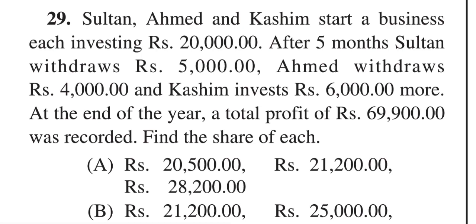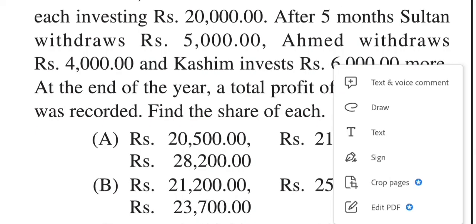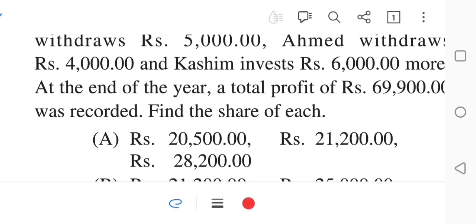Sultan, Ahmed and Qasim start a business, each investing rupees 20,000. After 5 months, Sultan withdraws rupees 5,000, Ahmed withdraws rupees 4,000, and Qasim invests 6,000 more. At the end of the year, a total profit of rupees 69,900 was recorded. Find the share of each. Question 29. Correct answer of this will be A, that is 20,500 and 21,200 and 28,200. Okay.